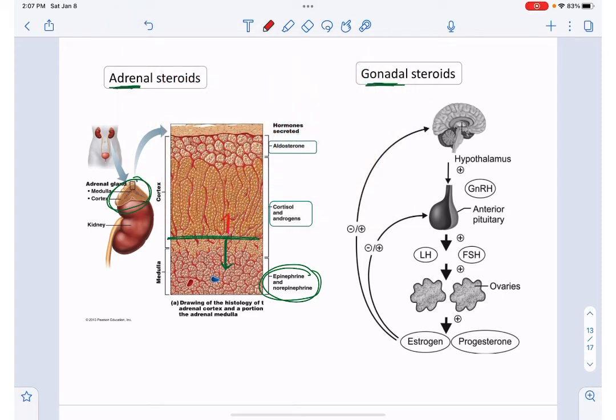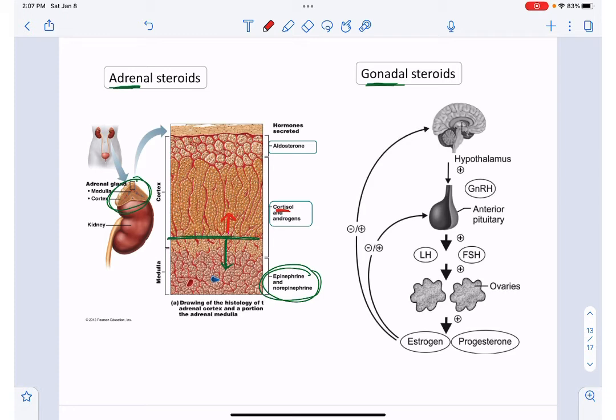But the adrenal cortex, this outer layer, is going to be part of an endocrine axis with the hypothalamus and the anterior pituitary, and it's going to produce steroid hormones. And there's 3 different steroid hormones that are produced. We have cortisol, which is one of the primary adrenal steroids that is released. And this has a role in the stress response. This has a role with long-term stress.